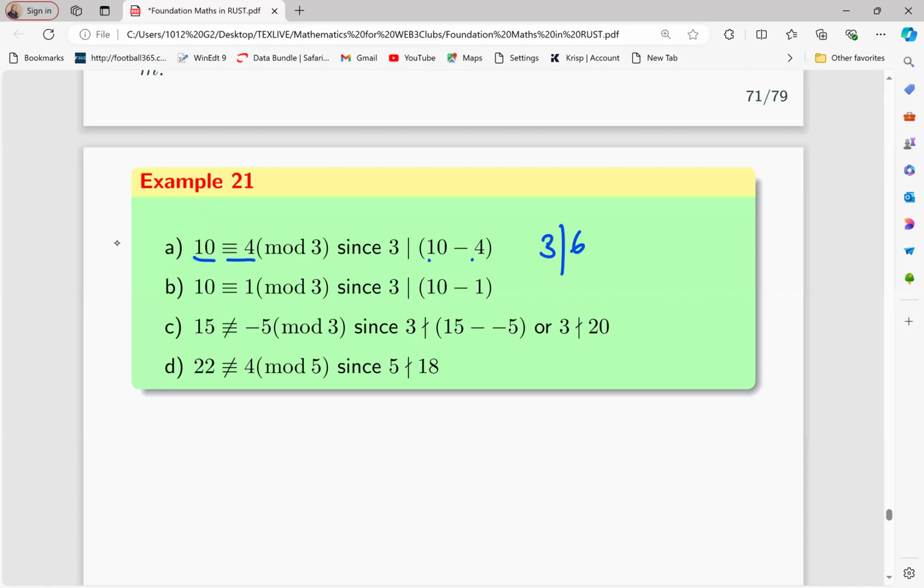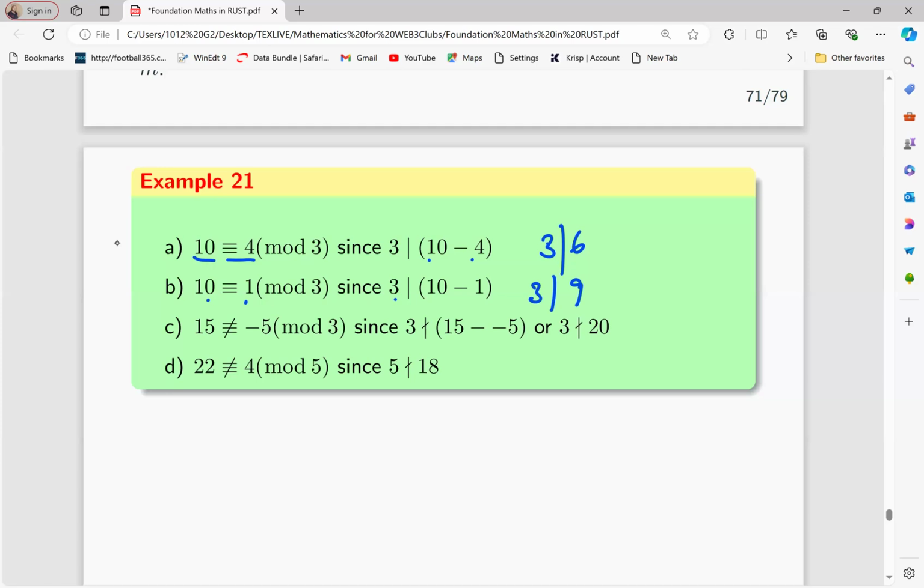What about the next example? Is 10 congruent to 1 mod 3? Again, we subtract 1 from 10 and divide the result by 3. This would be 9. And it's true that 3 divides 9. So 10 is congruent to 1 mod 3.